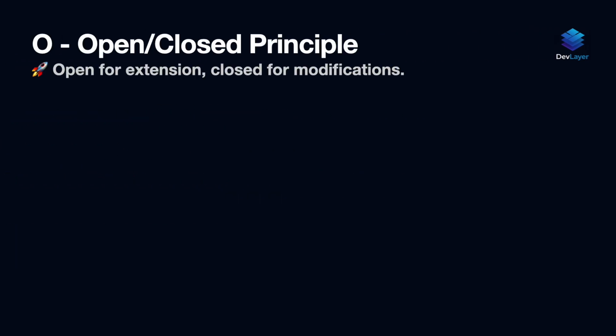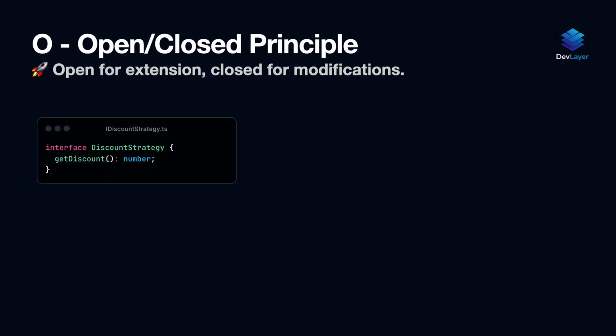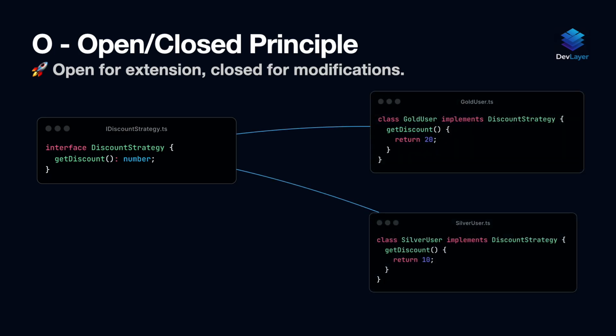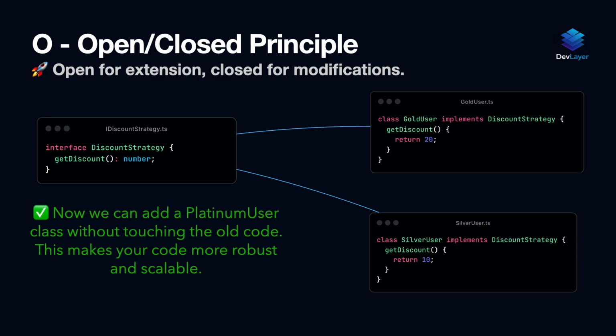A better solution is to design your code to be extendable so that we can add a new behavior without touching what's already there. Here's how we can do that. We can create an interface called DiscountStrategy with a method getDiscount. Then create separate classes like GoldUser and SilverUser, which can implement this DiscountStrategy interface. Now, if we want to add a new platinum user, we can do that very easily by implementing the same DiscountStrategy interface, all without touching any of the old code.